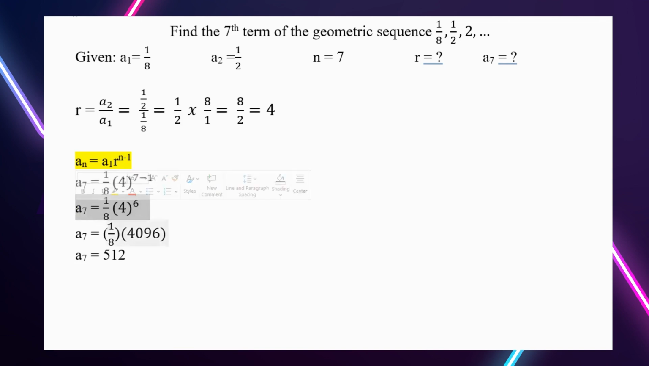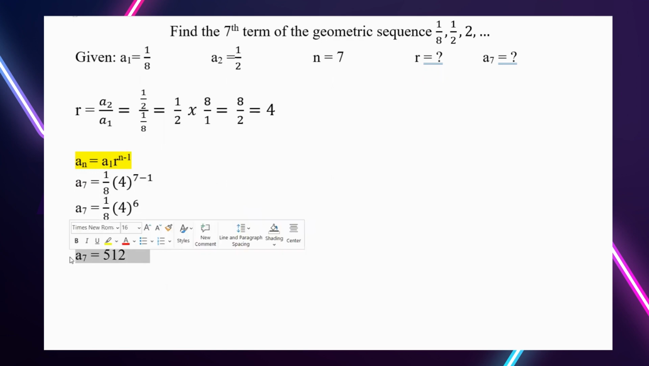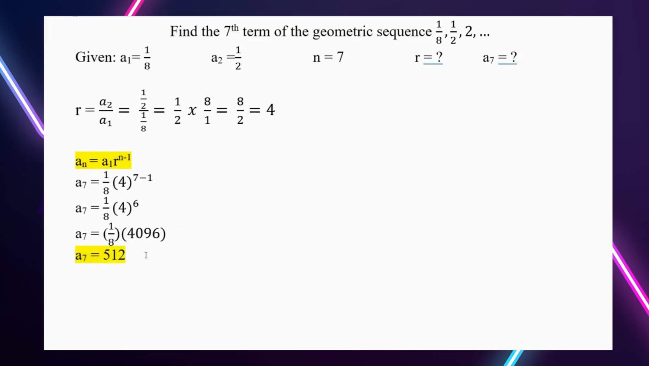So we can have a sub 7 is equal to 1/8 times 4 raised to 6. 4 raised to 6 is 4,096. And we can now have a sub 7 is equal to 1/8 times 4,096. The product of 1/8 and 4,096 is 512. Therefore, we can now have our conclusion that the seventh term of the sequence is 512.